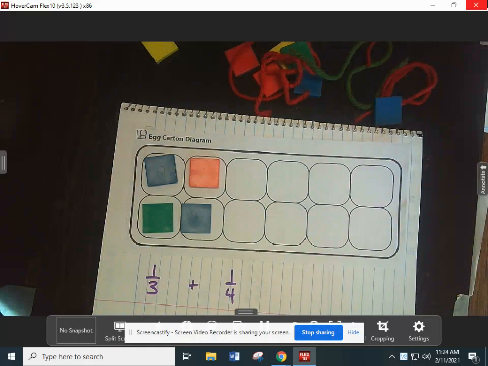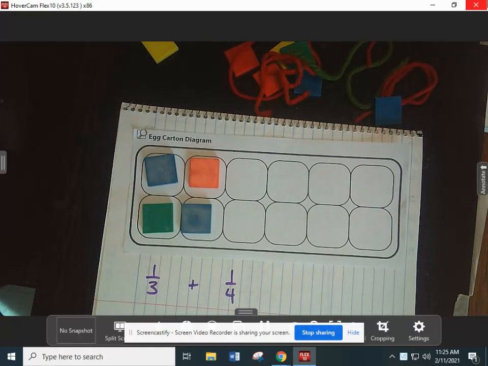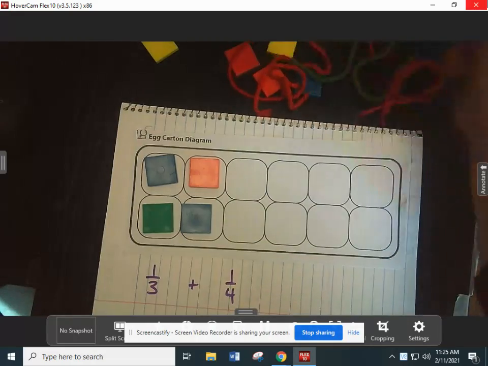1/4 of the carton equals 3 eggs. Kiona, can you hear him? Then don't talk. Okay, say it again. And 1/3 of the carton is 4 eggs, and just add 3 eggs.